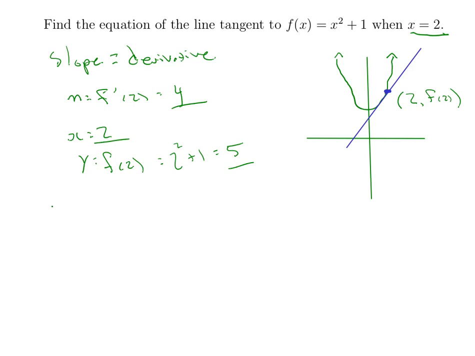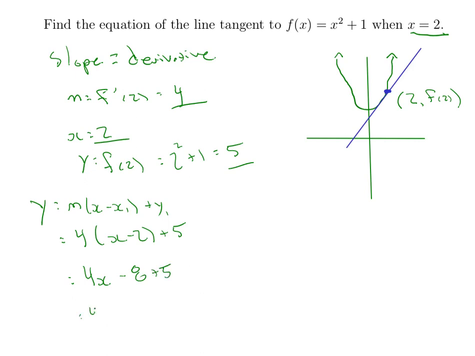Now, we can either do point-slope form, which looks like this. Sometimes the notation is a little bit different, but I'm a point-slope guy. This is what I like to use. So I'd say something like 4 times (x minus 2) plus 5, and then I'd multiply all this stuff out, and I'd get 4x minus 8 plus 5. That's going to be 4x minus 3.